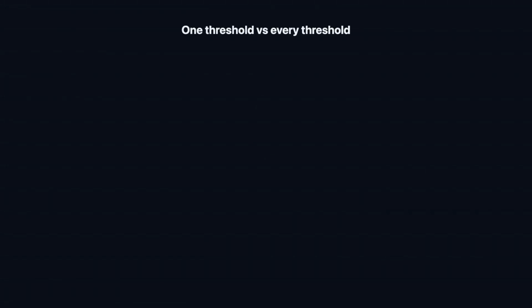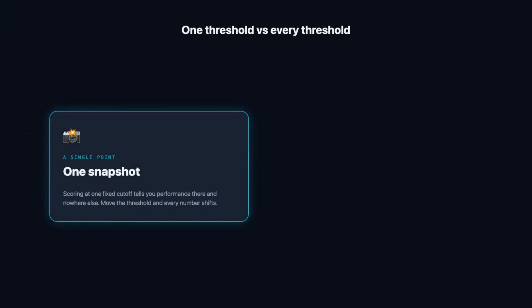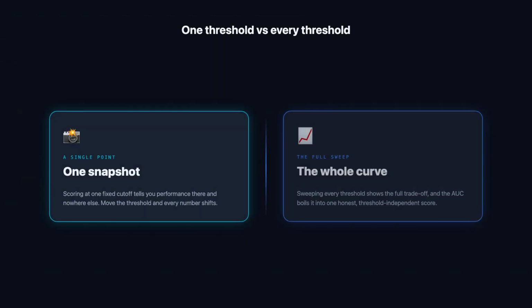So why go to all this trouble instead of reporting one score? Look at the difference. Picking one threshold gives you a single snapshot. It tells you how the model does at that exact operating point, and nothing about the others. Move the cutoff and every number shifts, so a lone measurement can flatter or bury.